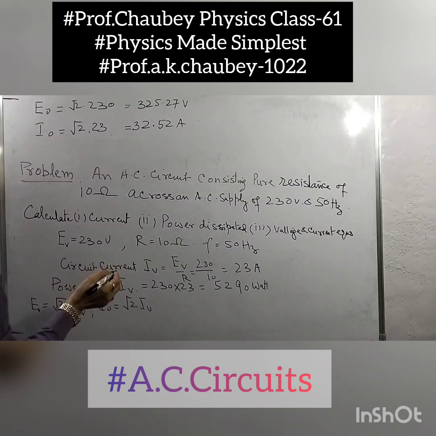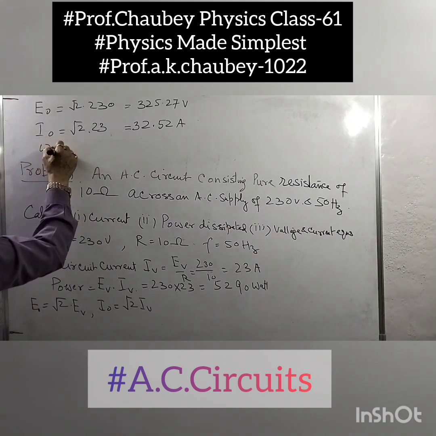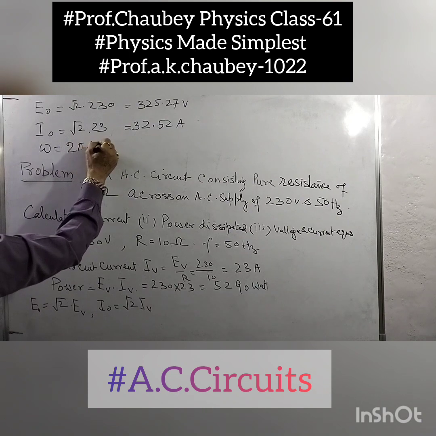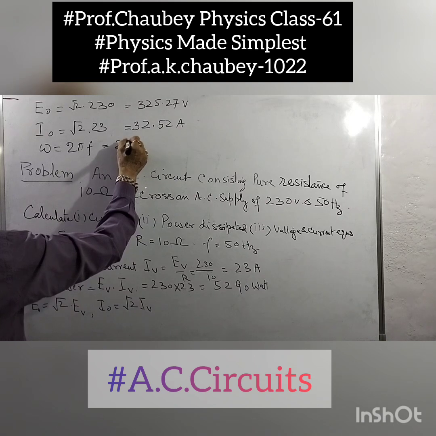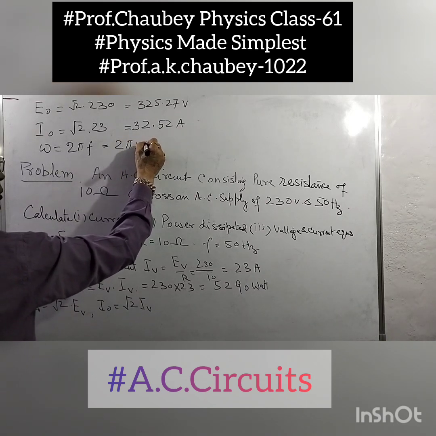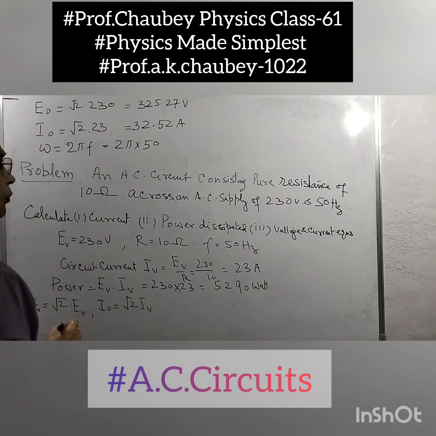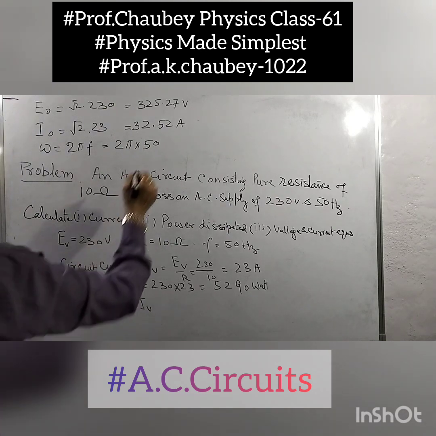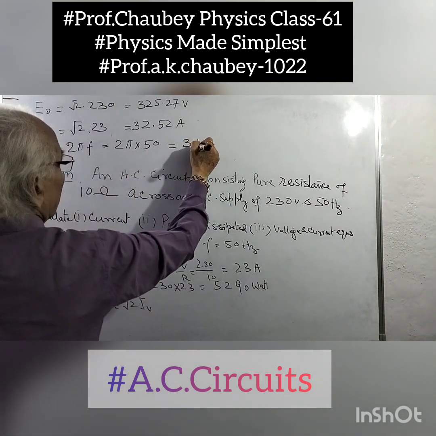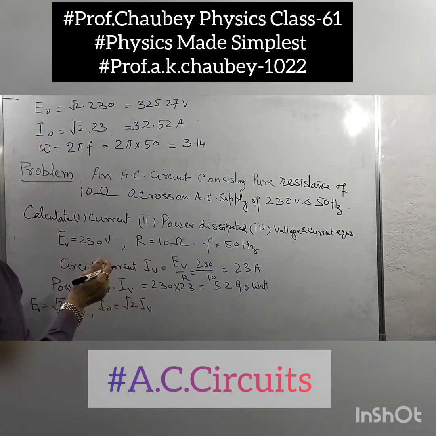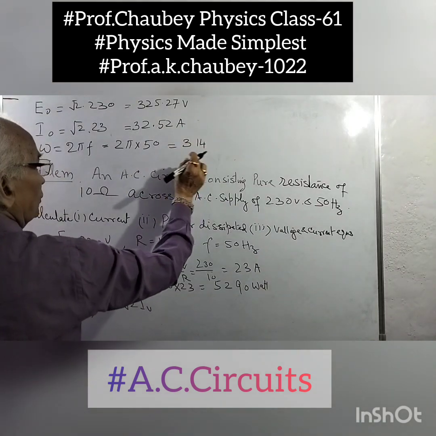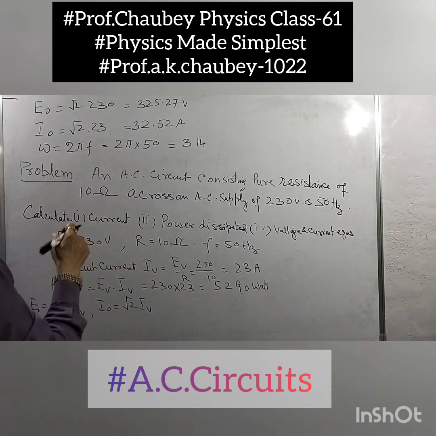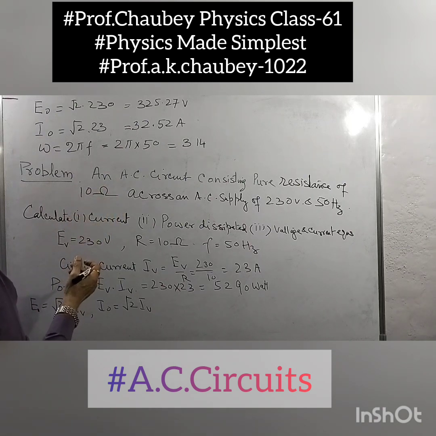And omega, of course, angular frequency is 2 pi f. You have 2 pi into 50. So 2 pi means 2 into 3.14 into 50. So 100 into 3.14, that is 314 radian per second, because 3.14 is pi. Pi into 100.